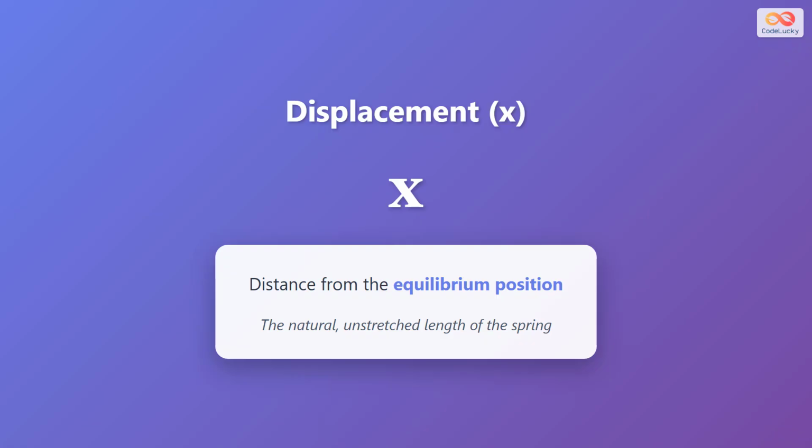Displacement x refers to the distance the spring has moved from its equilibrium position. The equilibrium position is the natural, unstretched length of the spring where it experiences no net force. When we measure displacement, we're measuring how far from this natural position the spring has been moved. It doesn't matter if the spring is stretched or compressed, we simply measure the distance from equilibrium.